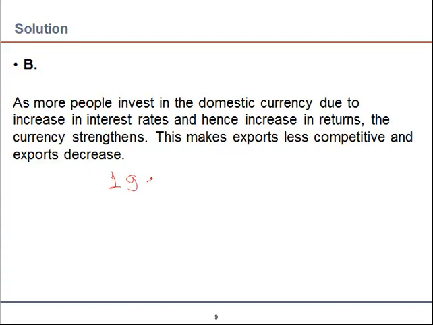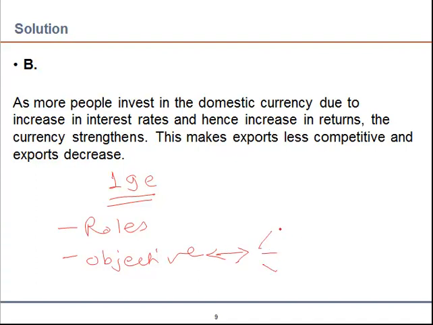This is the end of LOS 19E. In this LOS we talked about the roles of central banks and objectives of the central bank, and what the tools are. There are 3 tools which help the central bank to achieve their objective. One is bank rate, second one is open market transactions, and third one is reserve requirement. Thank you.